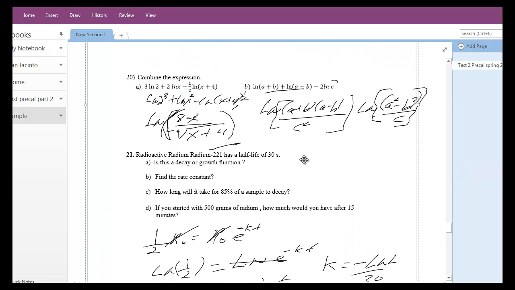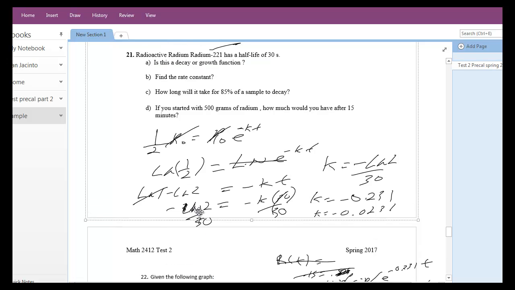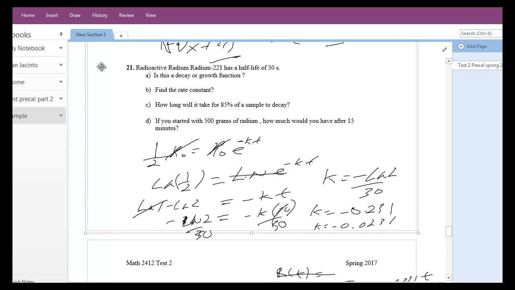Let's go back up to number 21D, 500 grams. How much would you have at the 15 minutes? The trick there was, once again, you got your equation. Once you have your equation, you're cooking with grease. So we're going to come up here. That gives me, what does that give me?